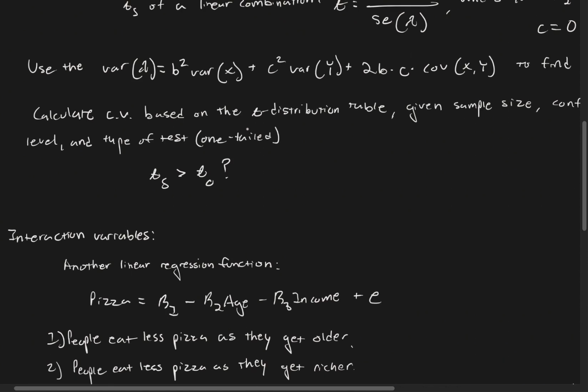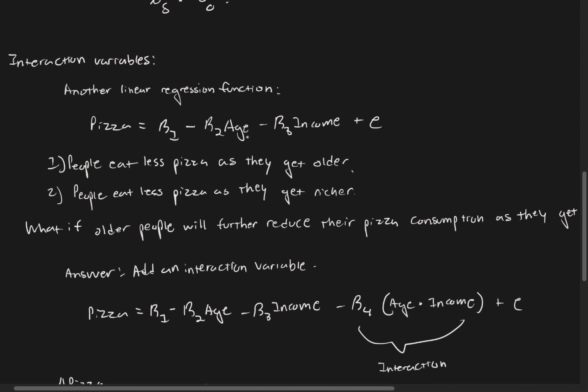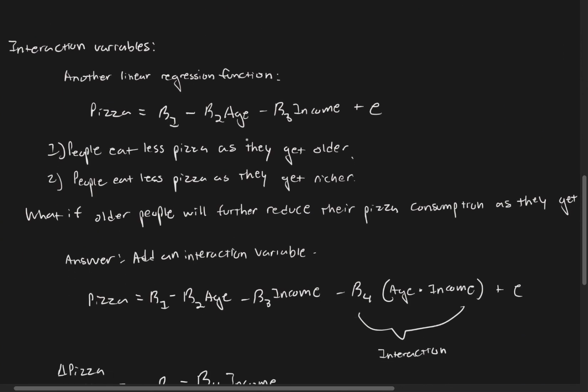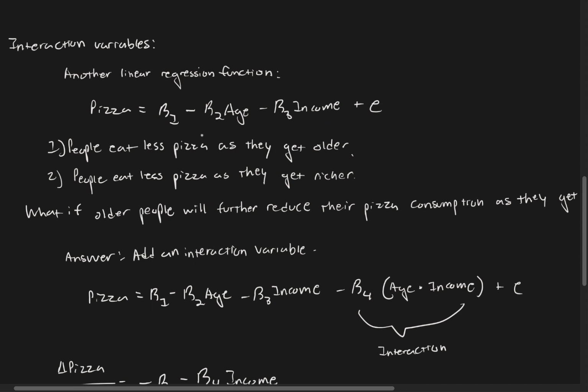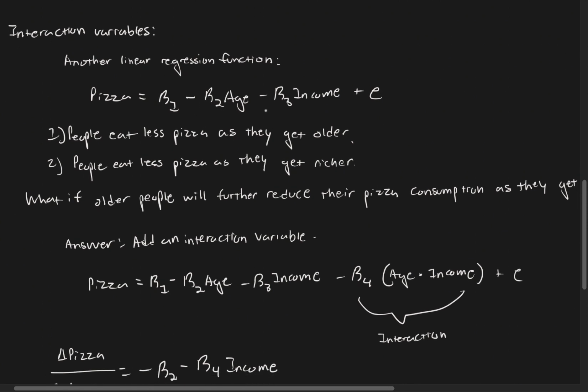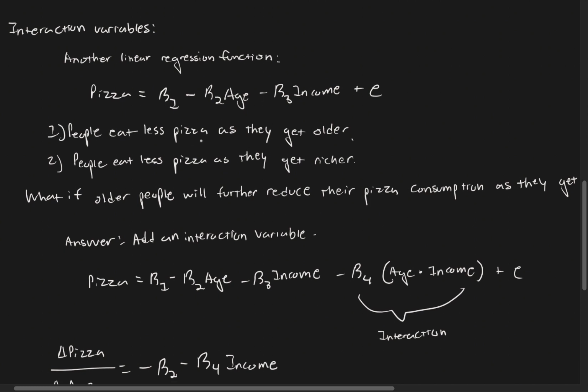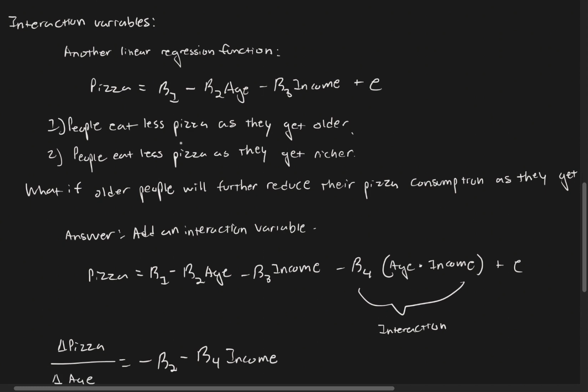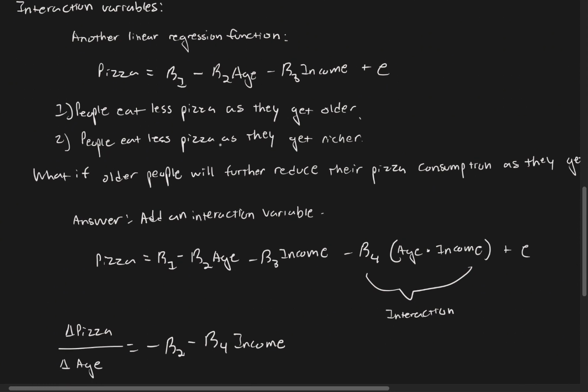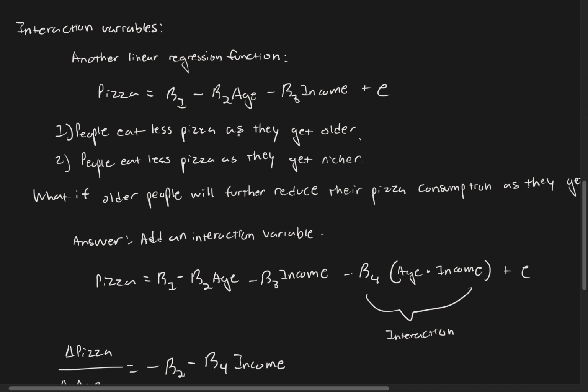All right, so let's go to another regression function example. In this case, we have the consumption of pizza and our variables that can potentially affect that. And notice how the coefficients are negative in this example. So we eat less pizza as we get older, and we also eat less pizza as we get richer. I don't know how much that makes sense intuitively, but let's just go with that example.